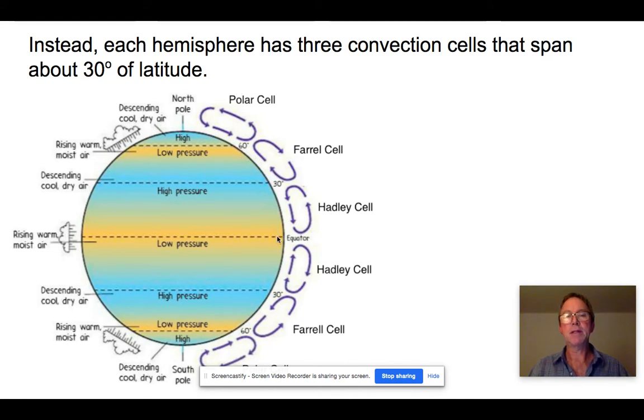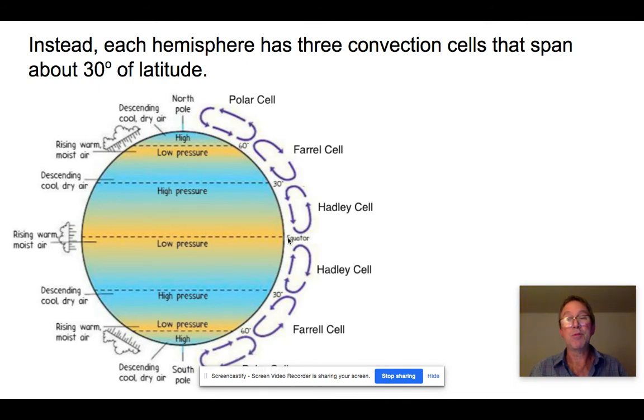Anyway, so right now, for this slide, what I just got to point out is it's broken up fairly evenly in terms of latitude. So at 0 degrees, it rises and then it sinks at 30 degrees. In the Ferrel cell, it rises at 60 degrees and sinks at 30. And then in the polar cell, it rises at 60 and sinks at 90.